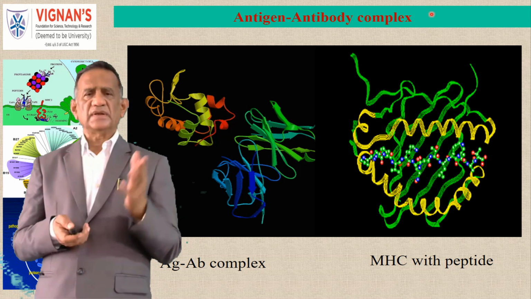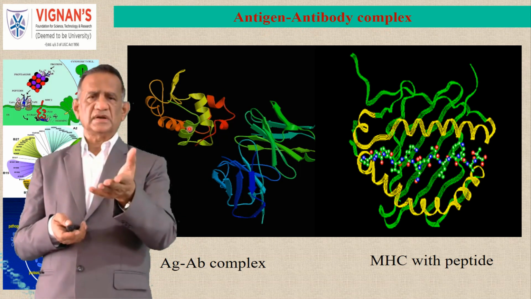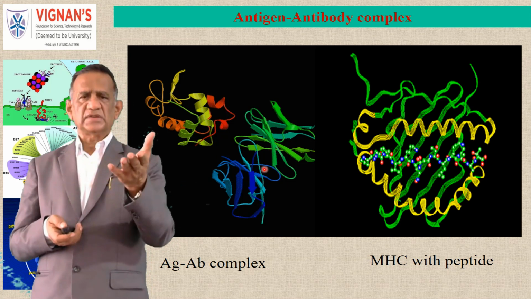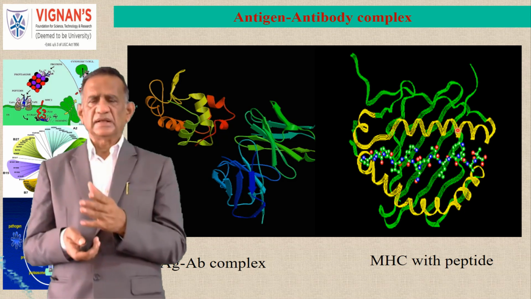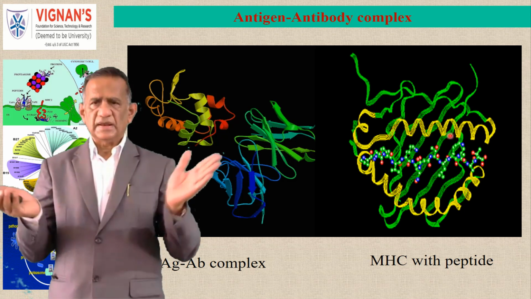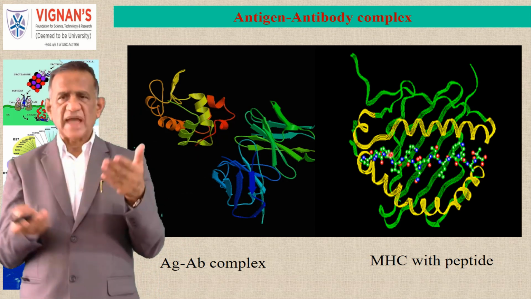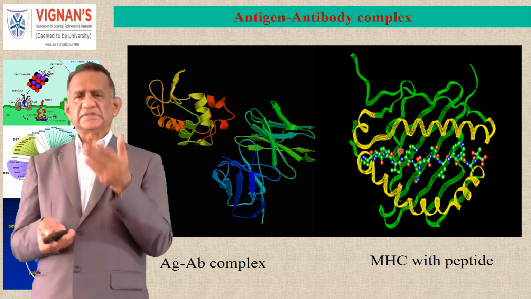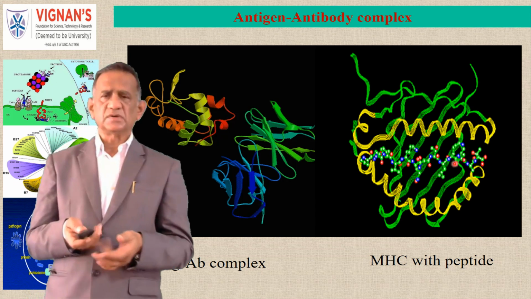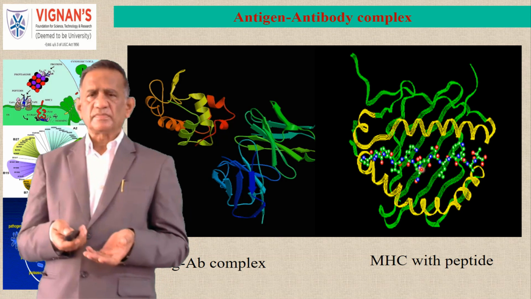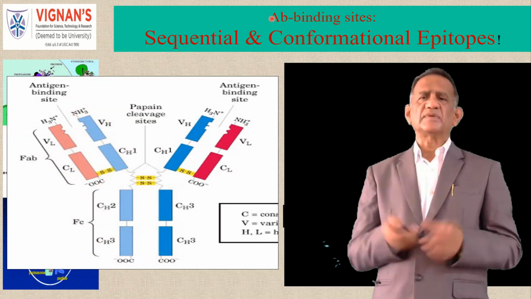Okay. Now the first one is the antigen antibody complex, wherein the blue and green shown is the antibody, and the red one is the antigen. The second one is an MHC molecule with peptide, wherein the peptide is placed in the center. The peptide is anchored. Here again, MHC epitopes and peptide epitopes are a big issue with regard to computational predictions. So now see the sequential and conformational epitopes.